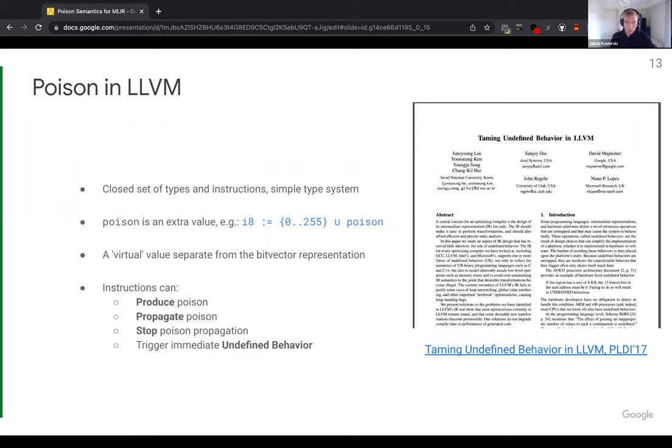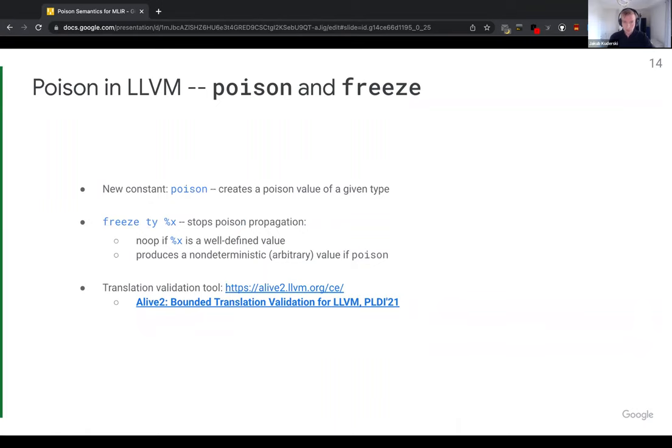This poison value can be produced by some instructions and the poison constant. Instructions can either propagate poison, stop poison propagation, or some ops trigger immediate undefined behavior when they encounter poison as one of the inputs. This is described much better in the paper that introduced poison for LLVM. If you want to read a good explanation, read the paper, read the LLVM reference manual, but I'm going to give you a condensed version only. In LLVM, they introduced a new constant called poison that creates a poison value of a given type. And then there's a freeze instruction that unconditionally stops poison propagation.